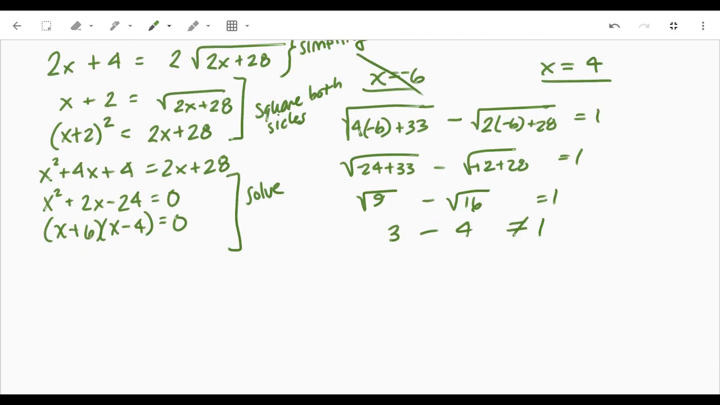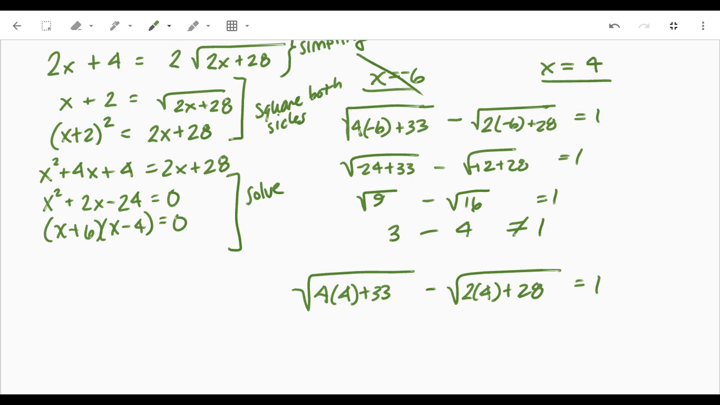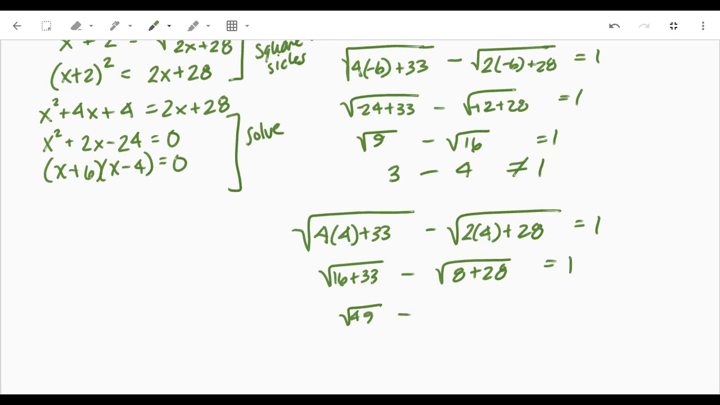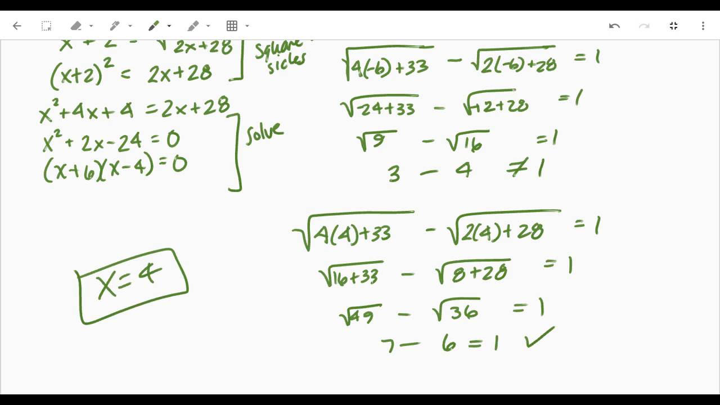Now I'm going to test my x equals 4. So we have the square root of 16 plus 33 minus the square root of 8 plus 28. The square root of 49 minus the square root of 36. So 7 minus 6, which does equal 1. So your only answer is x equals 4. Okay, so these will take you a while to do. There's a lot of steps there. I can do another one.